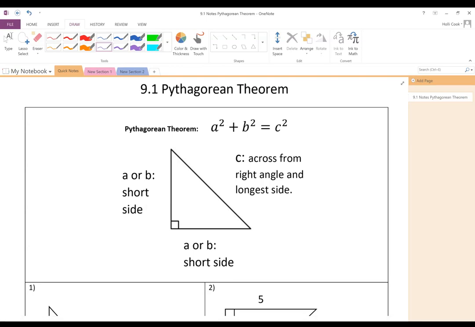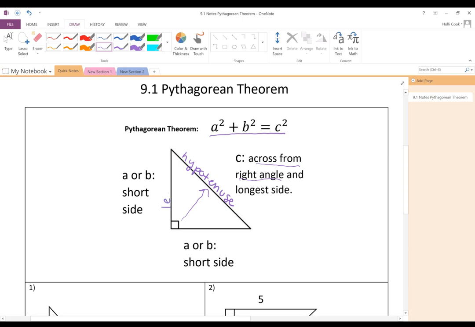Okay, so in 9.1, we're going to talk about the Pythagorean theorem. You've probably heard of this before, but it's a squared plus b squared equals c squared. This applies to right triangles where a, b, and c are the different sides of the triangles. Now c is always going to be your hypotenuse, so it's always the side that is opposite from the right angle, across from the right angle right there. And then our a and b are going to be your two other sides.